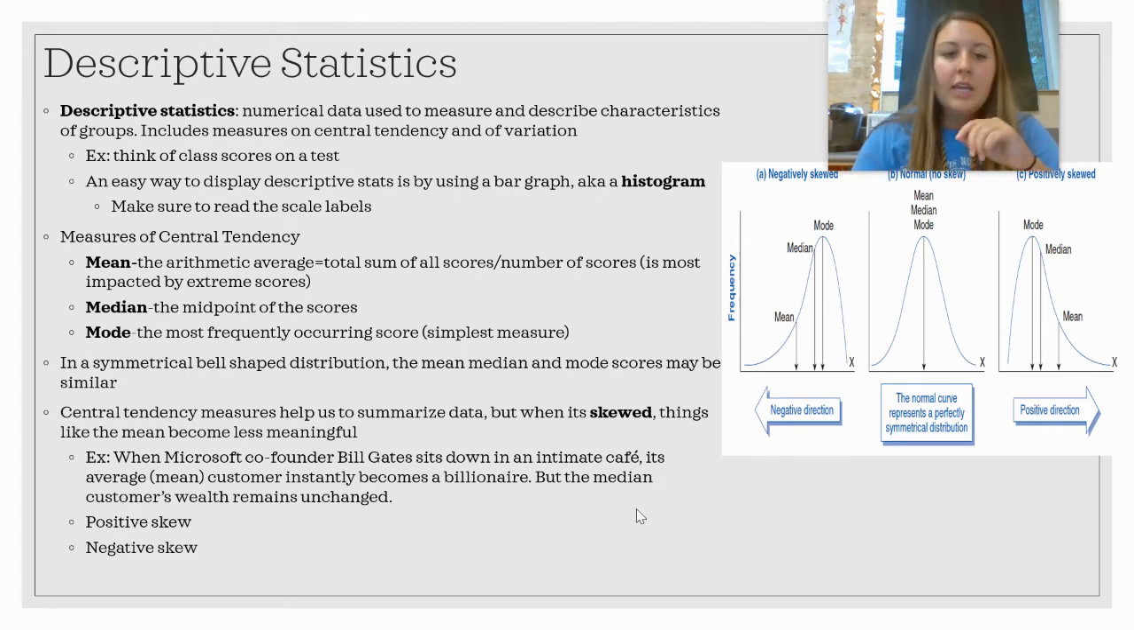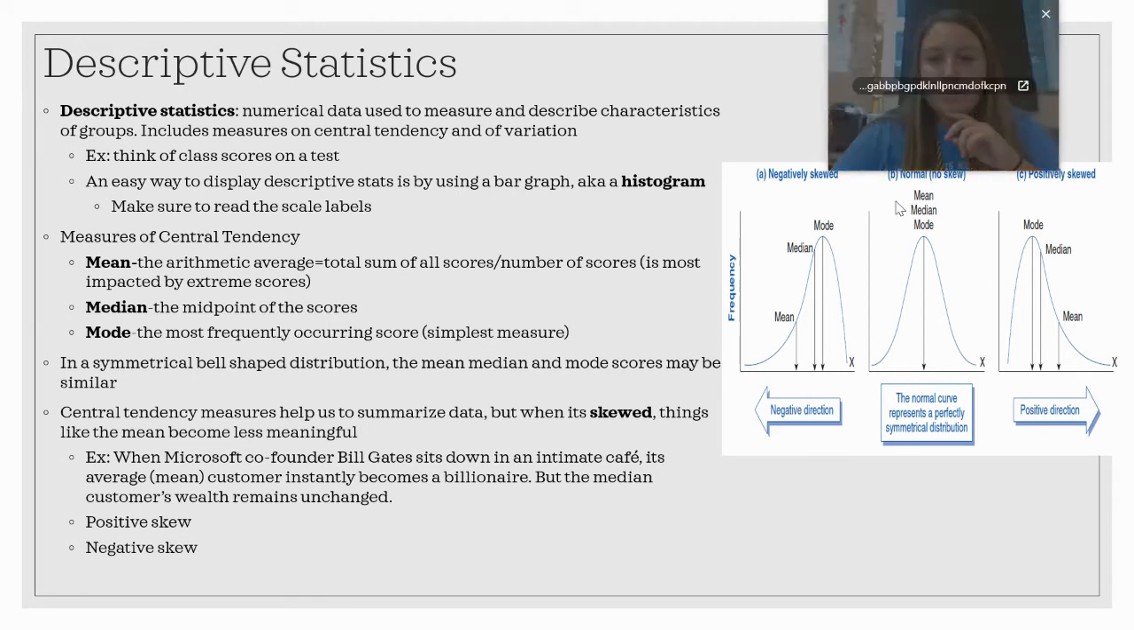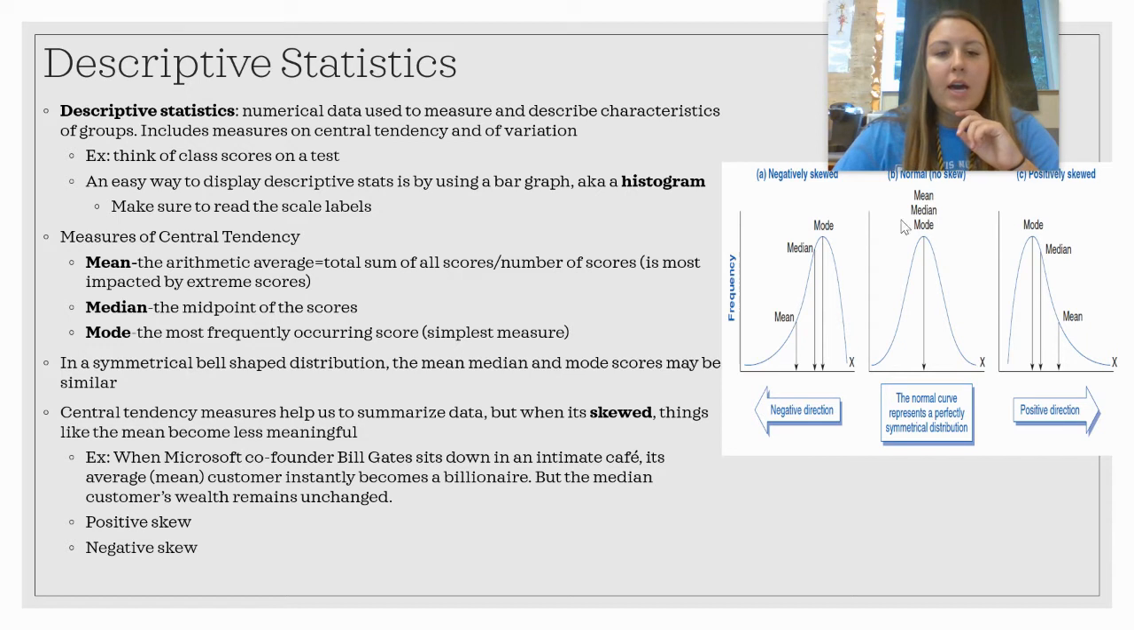Now, in a bell-shaped normal distribution, this is what that would look like. This is called a normal curve. The mean, median, and mode are going to be clustered right around the middle. Okay, they're going to be all around the same. That is in a normal curve. When things are skewed, this makes the mean not the best indicator of what's happening in the data set.